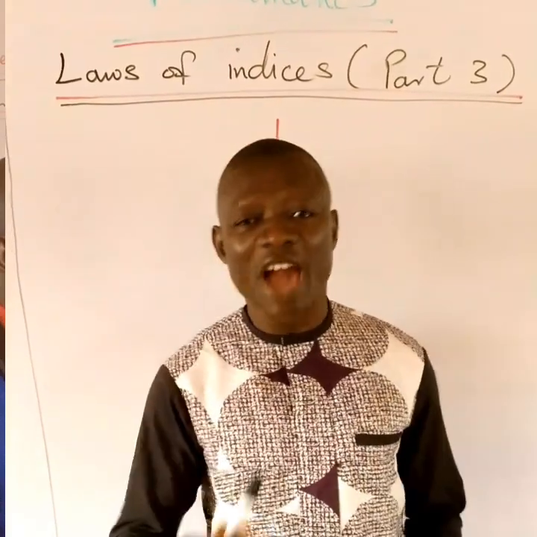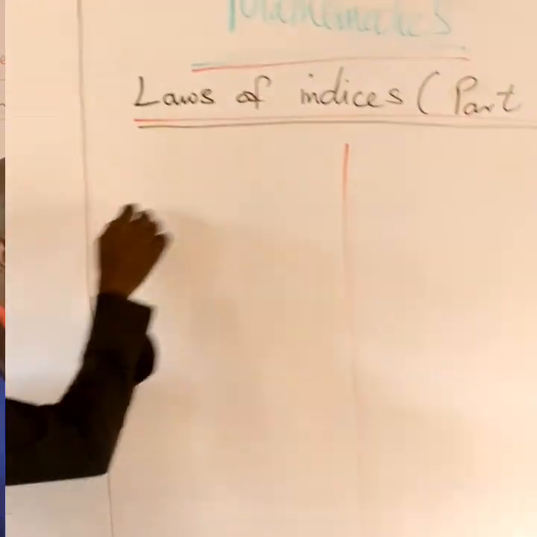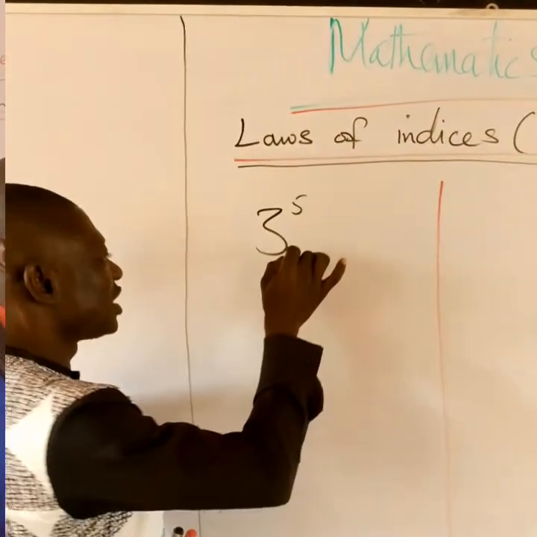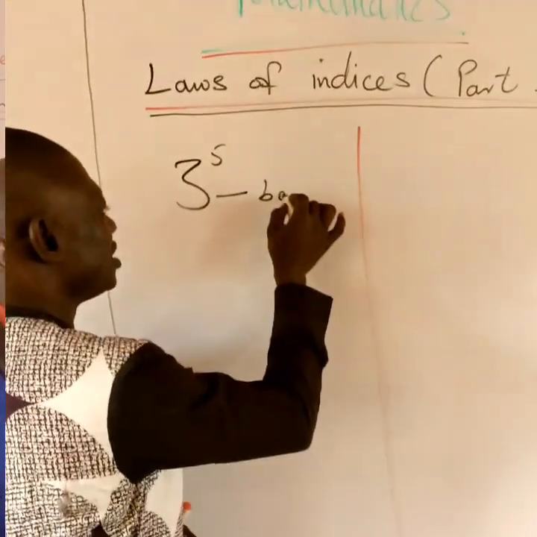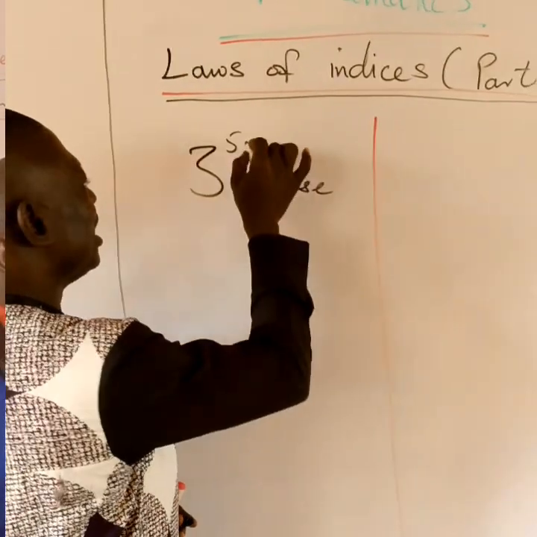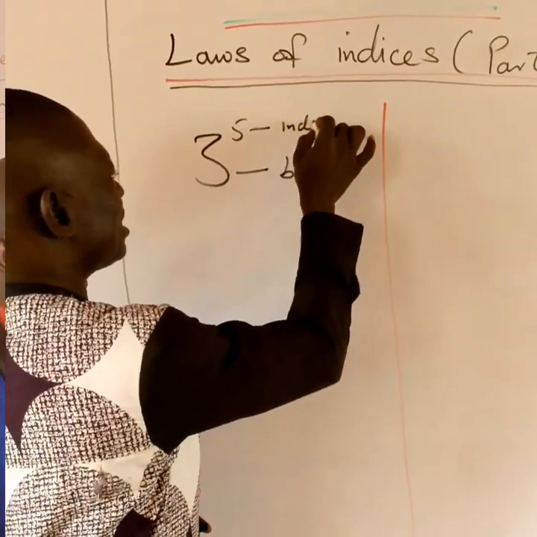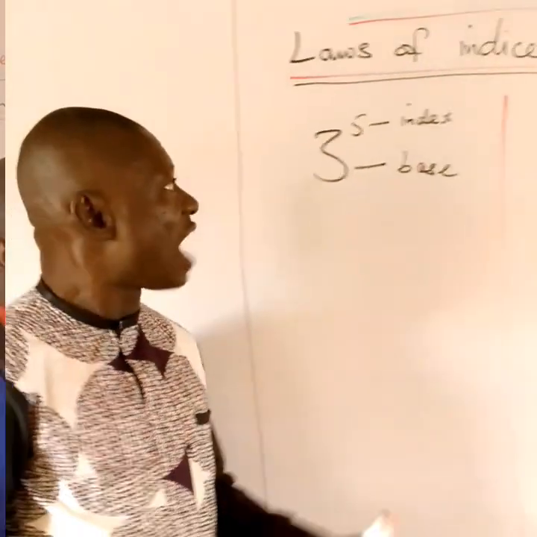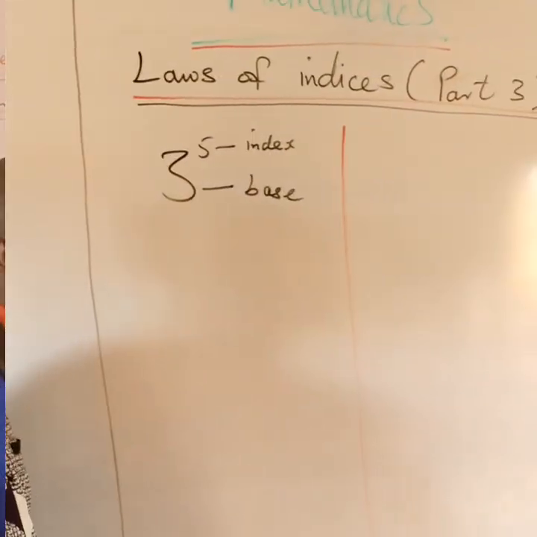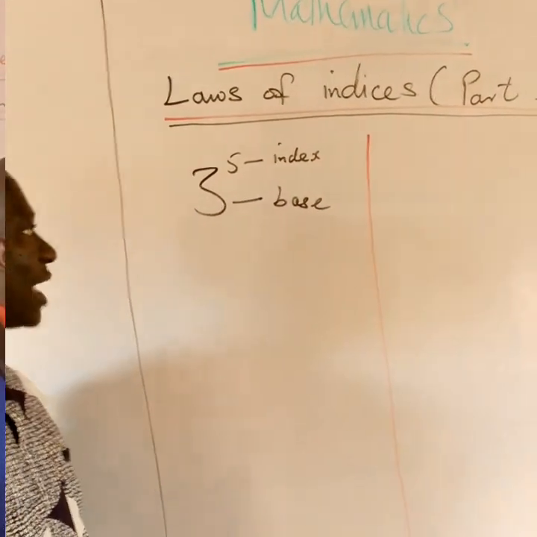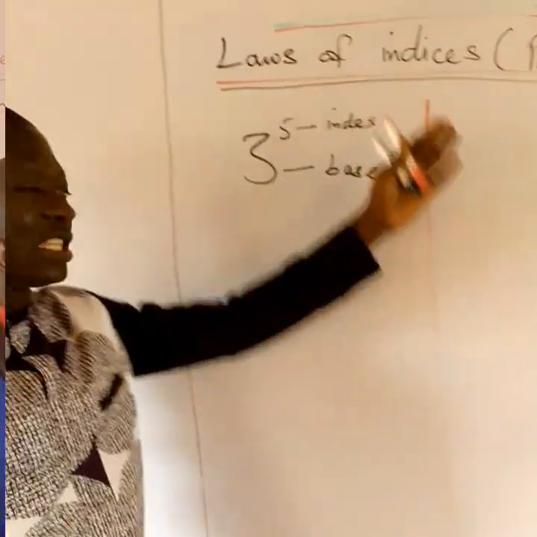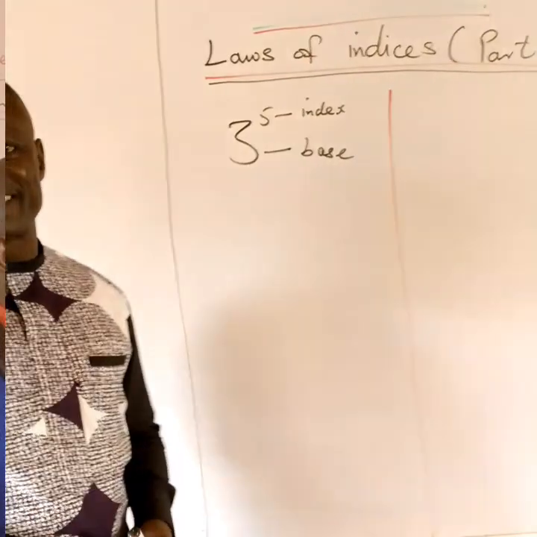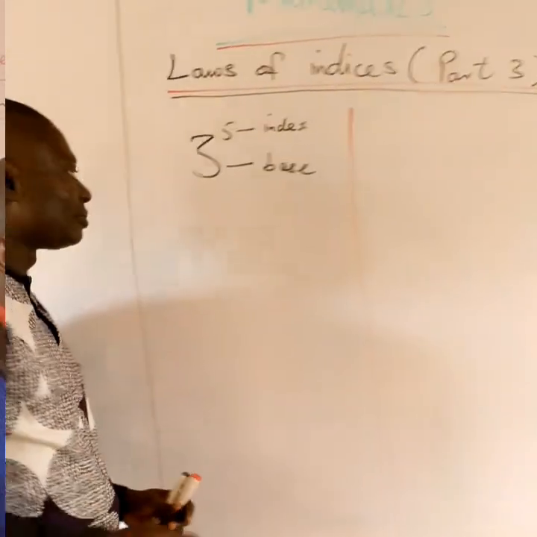Recall that when you have a number like 3 raised to power 5, this 3 is called the base and the 5 is called the index. That is what we have in this series. We have started laws of indices, part 1, part 2, and this is part 3. We have the following laws to look at in laws of indices part 3.